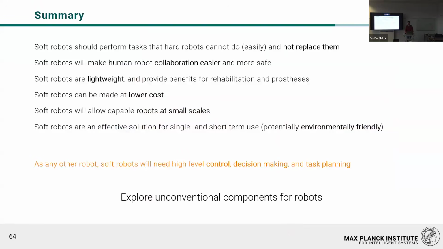Okay, let me summarize a bit. Soft robots should not replace hard robots. They should do tasks where they can improve control or improve the operation in the task itself. They should be used somewhere where they are beneficial.